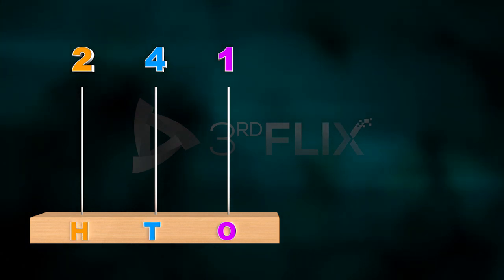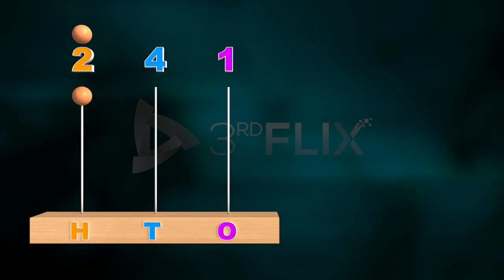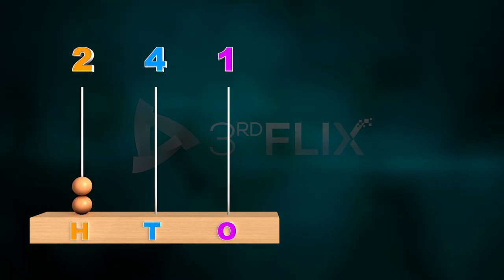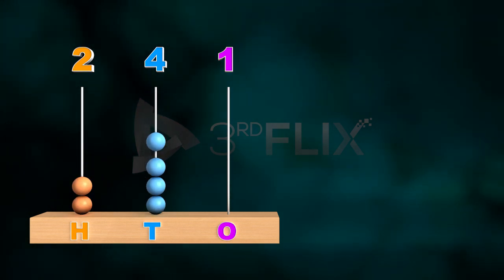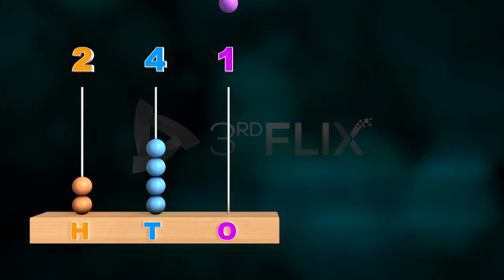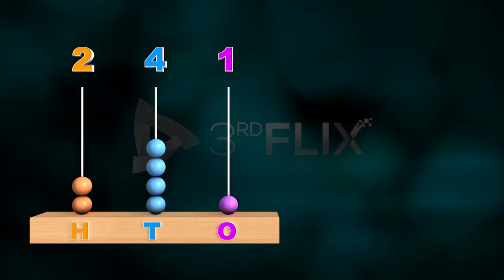hundreds, tens and ones. Place 2 beads on the 100 spike. Place 4 beads on the 10 spike. Place 1 bead on the ones spike.